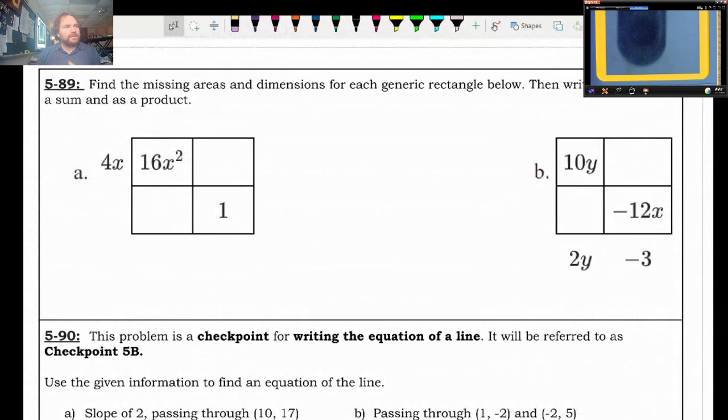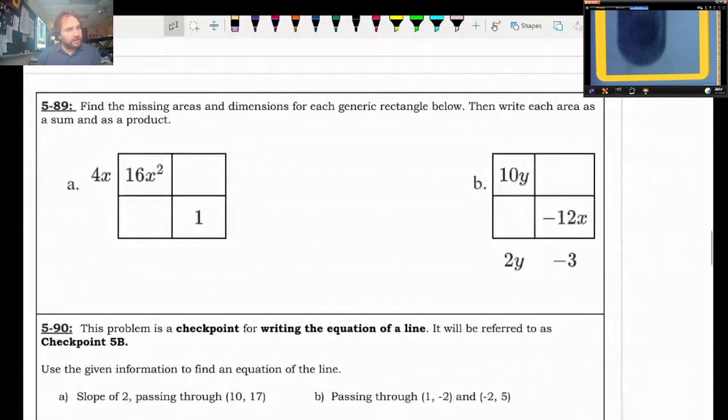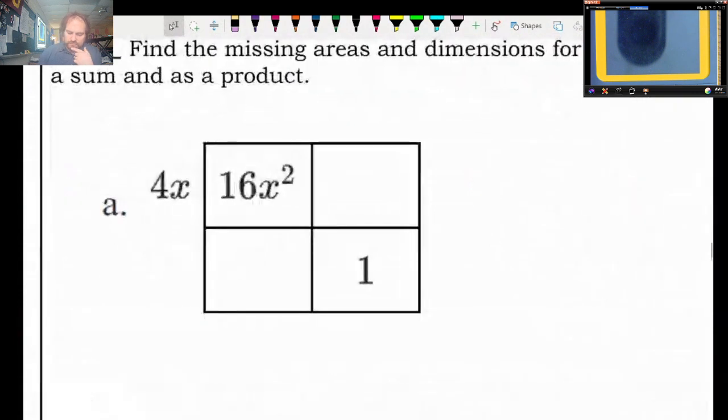589, we're finding the missing areas and dimensions from the generic rectangle below and writing each area as a sum and as a product. Let's take a look at A. I don't know what the dimension down here is, but I do know that it multiplies with 4x to make 16x squared. So we need 4, because 4 times 4 is 16, and we need another x, because x times x is going to be the x squared that we need.